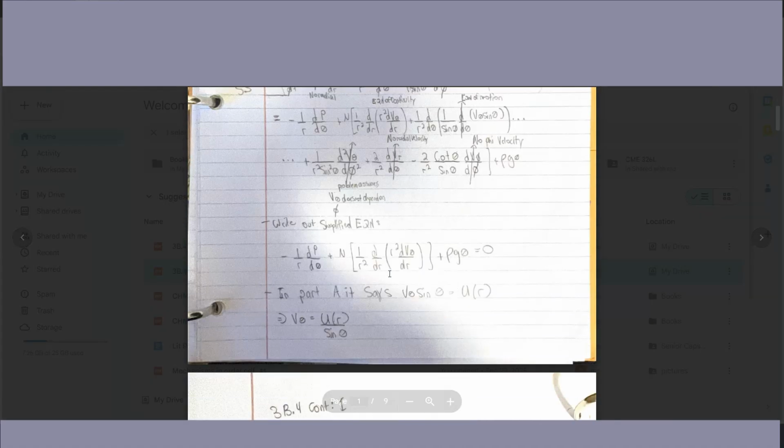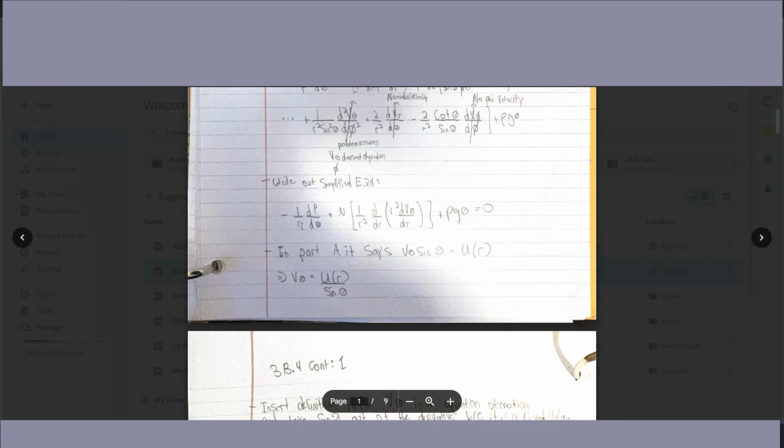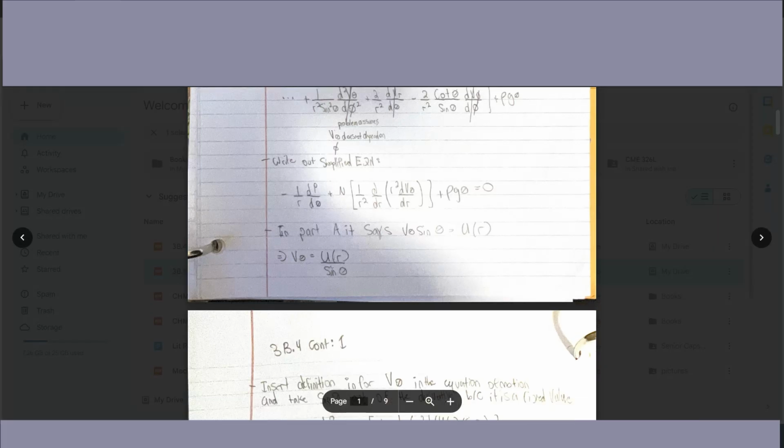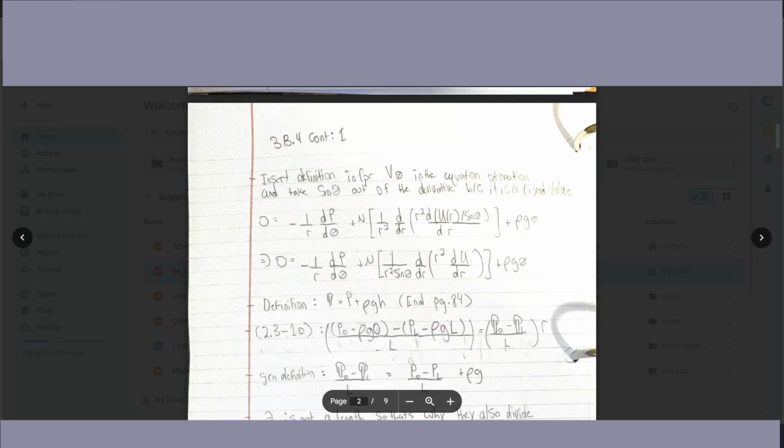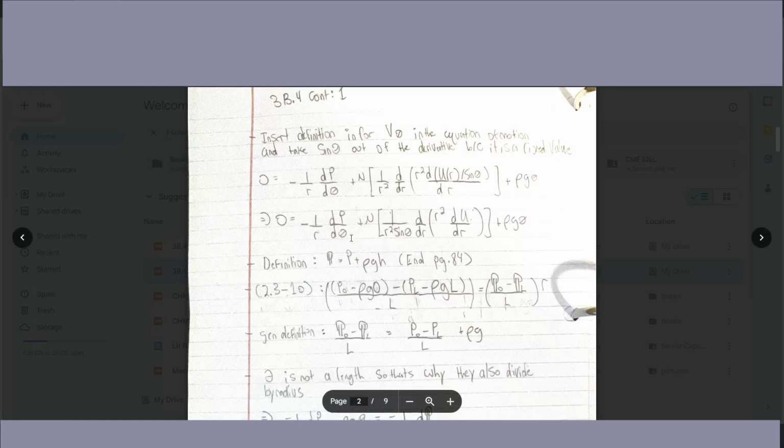All right, so write out the simplified equation. So we're left with this equation, and in part A it says that v theta sine theta is a function of r. So we can solve for v theta in this equation and plug it in here. So insert the definition for v theta in the equation of motion and take sine theta out of the derivative because it is not a function of r. So we're taking this sine theta and bringing it out here with this transformation.